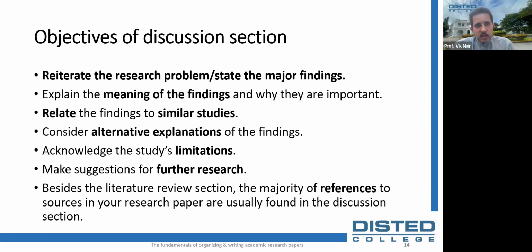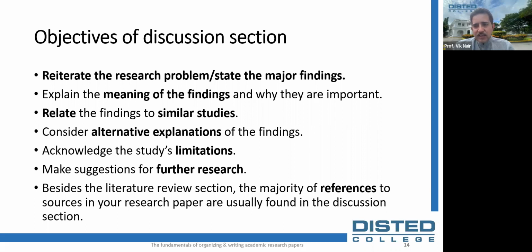So the overall objective of the discussion section should include all the following bullets that you see here. Number one, your discussion section must reiterate the research problem. You need to state the major findings. So you need to briefly reiterate for your readers the research problem you're investigating and the method you have used to investigate it.